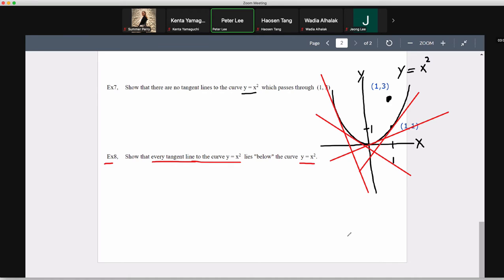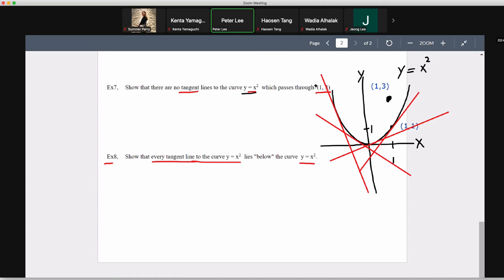So how are we going to show that? Do you have any ideas? Now in both of these problems, example 7 and 8, the first step is this. We have y equals x squared, and they both talk about tangent lines, but they do not give us the tangent points. There's no tangent point. 1, 3 here is not the tangent point.